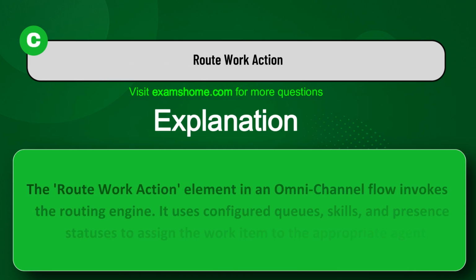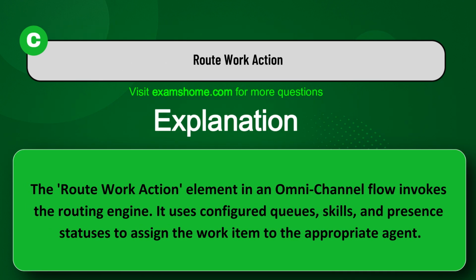C. The route work action element in an omni-channel flow invokes the routing engine. It uses configured queues, skills, and presence statuses to assign the work item to the appropriate agent.